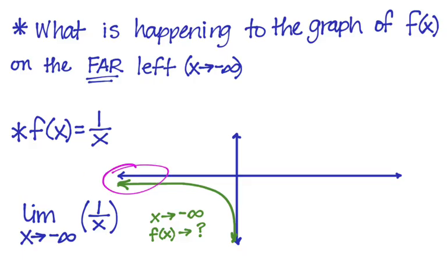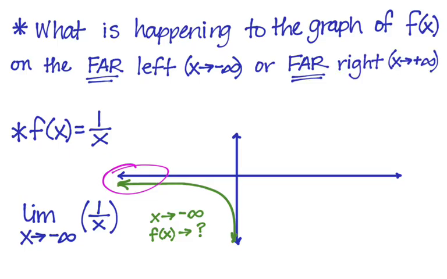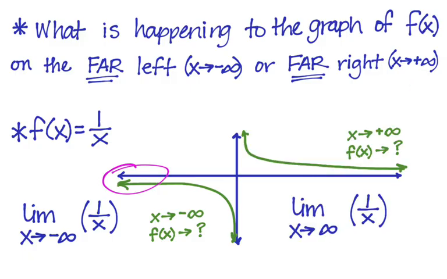If instead of examining on the left, we examine on the far right, meaning we're going to look as x is approaching very, very large positive numbers, we have another branch. We have this other branch here that as we go farther and farther out this way, it is approaching the x-axis on the far right as well. Now that would be the limit as x is approaching infinity of this function 1 over x.